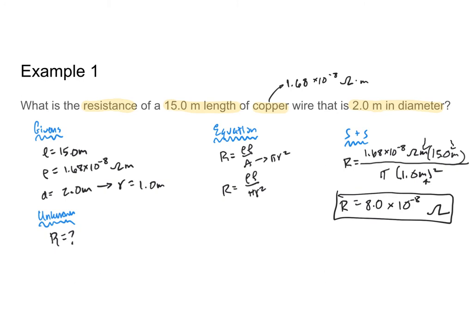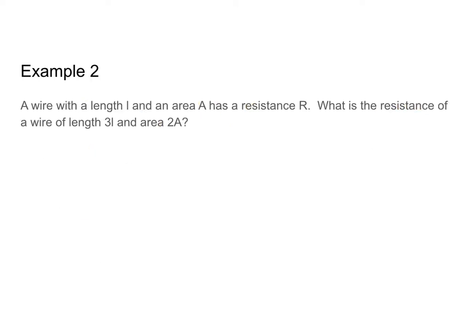So you guys can see from this problem now, not only how to solve one of these problems, but also where the units for resistivity come from. So with that, let's move on to one more example. A wire with a length L and an area A has a resistance R. What is the resistance of a wire of length 3L and area 2A?